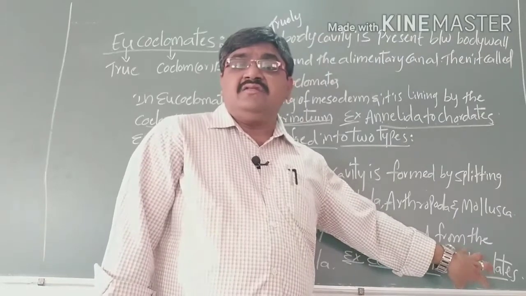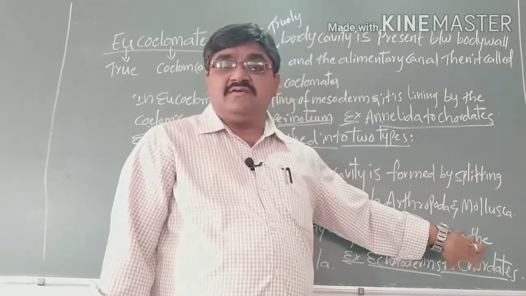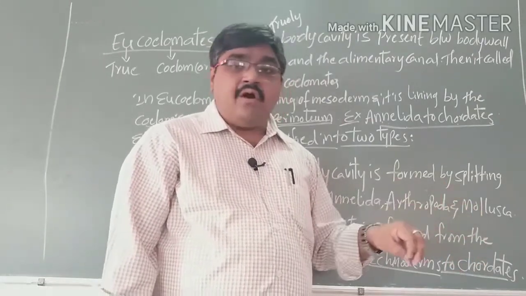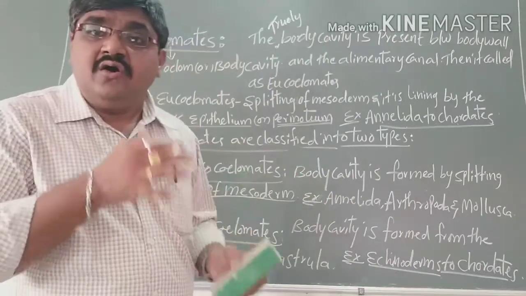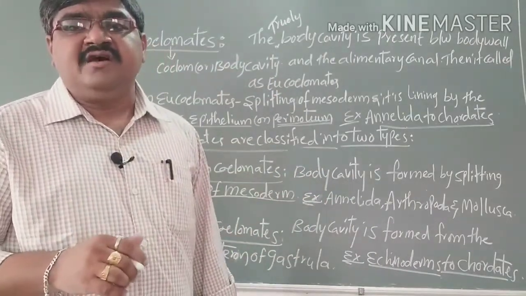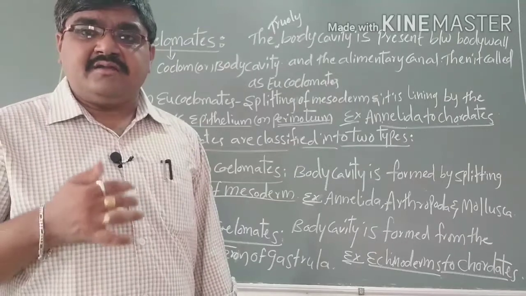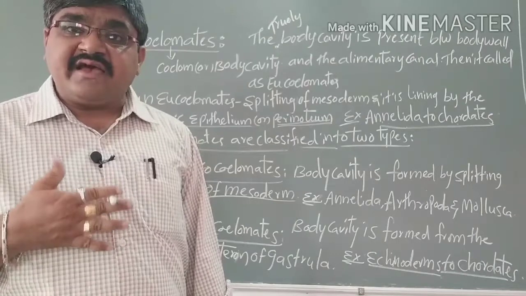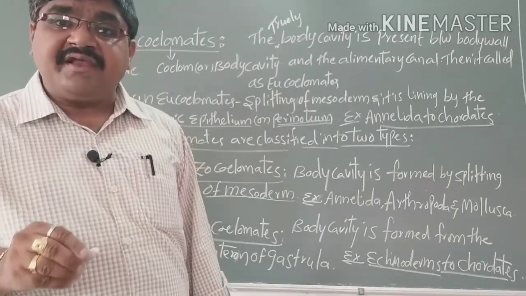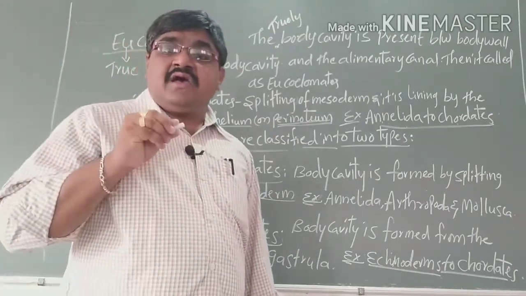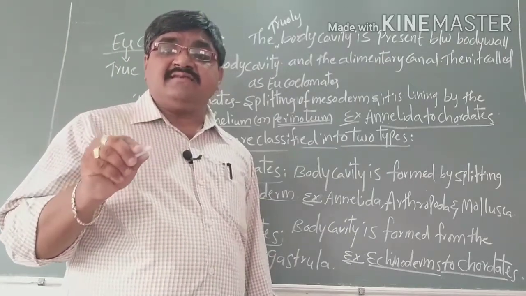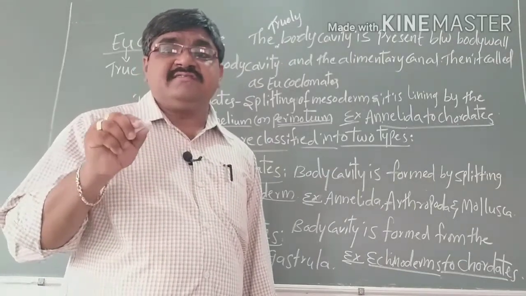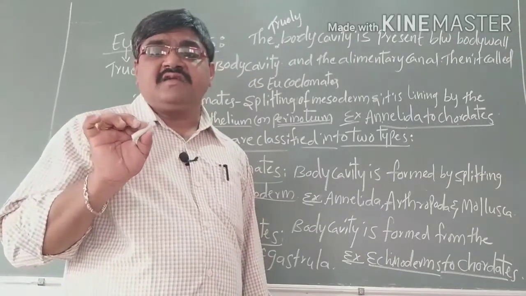These are also a type of eucoelomates. So these are the three types. What is a body cavity? It is a cavity present between the body wall and the alimentary canal. Then we can call it a cavity, or we can call it a coelom. Coelom comes from the Greek koilos, meaning a cavity.